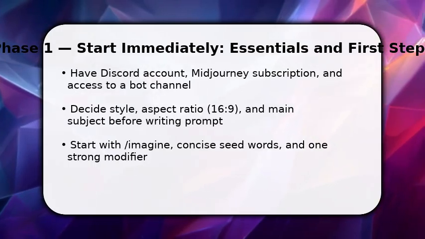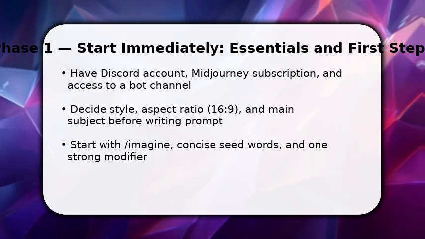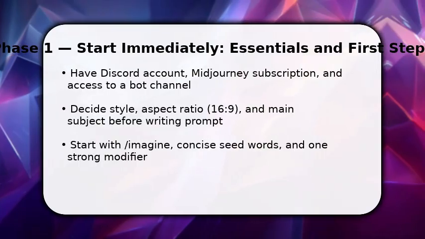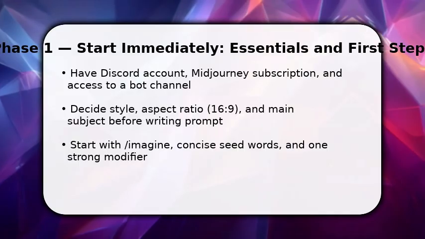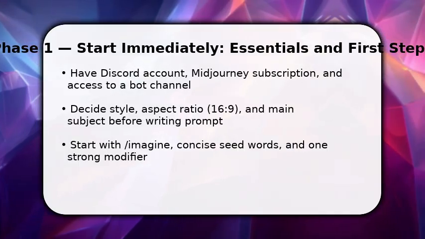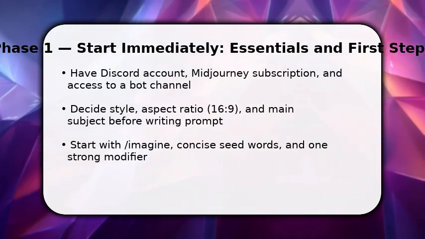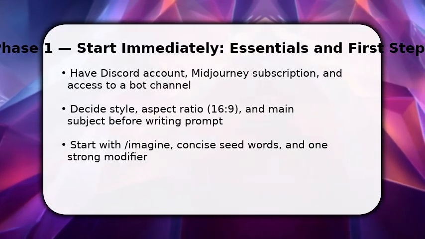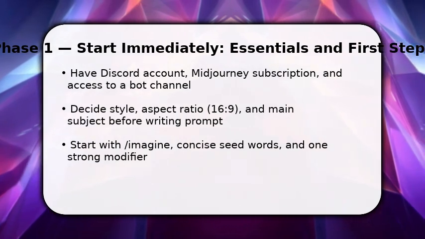Open Discord and join a Midjourney bot channel. Make sure your subscription is active and pick a clear visual goal. Once done, craft a tight /imagine command that names the subject, a dominant style, and one strong modifier. For example, ancient library, cinematic lighting, ultra-detailed. Use an aspect ratio like 16:9 and keep adjectives focused so the model converges. This first step sets the creative constraints, which is why it matters more than generic experimentation.